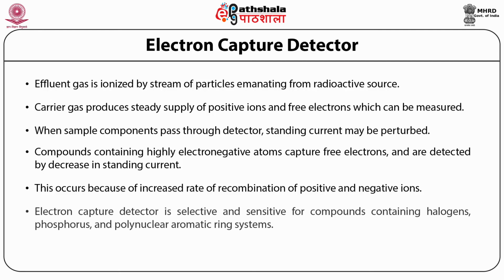Thus, the electron capture detector is highly selective and very sensitive for compounds containing halogens, phosphorus, lead, nitro groups, and polynuclear aromatic ring systems. It is ideally suited to the detection of minute traces of many pesticides and defoliants.